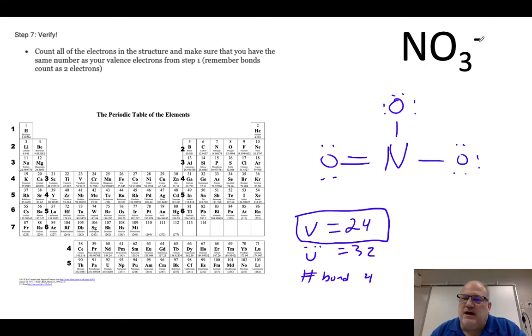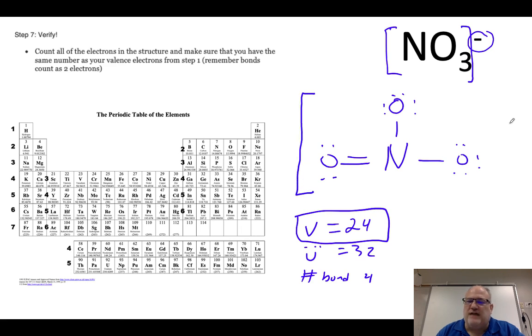Anytime that you see a polyatomic ion, and this right here is a polyatomic ion, it is something where the entire molecule has a charge on it. So when we draw our final Lewis structure, in order to let everyone know that there's an extra negative, you must put square brackets around the entire thing and a minus on the outside. This right here is how we would draw NO3 minus.